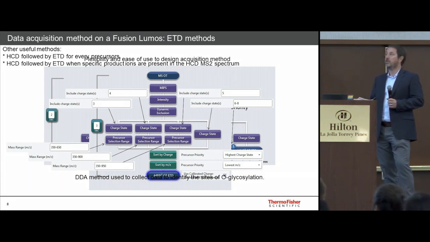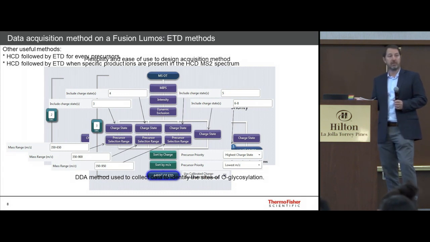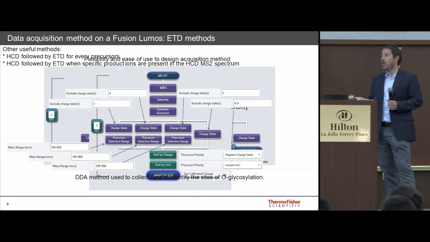Also, people like to do HCD followed by ETD for every precursor. So in that case, I say you are going to take HCD, and on the same precursor, you are going to do ETD. Or sometimes, when Aaron showed you the 547 for the ADC, you say, okay, when you see the 547 in the HCD MS2, take the same precursor and do ETD on it. And all of that can be done automatically.